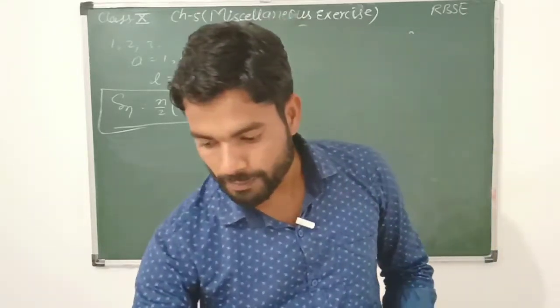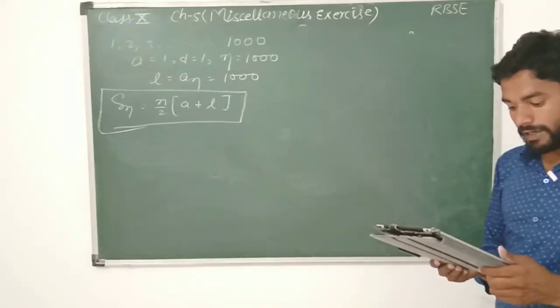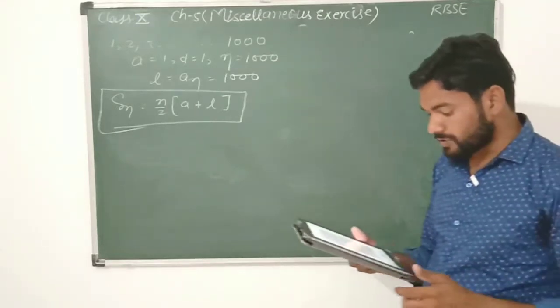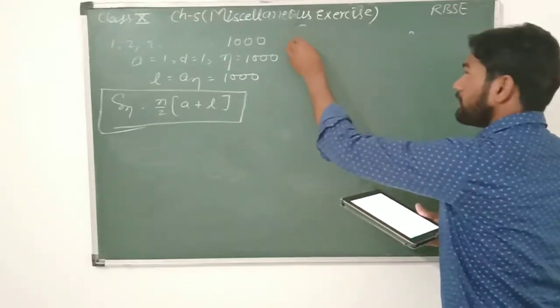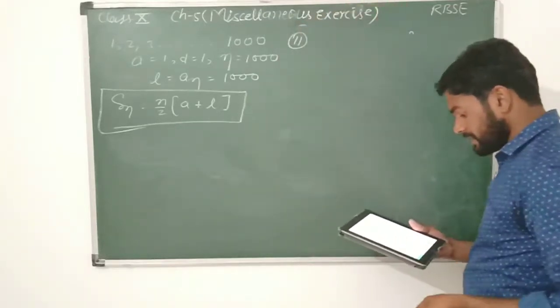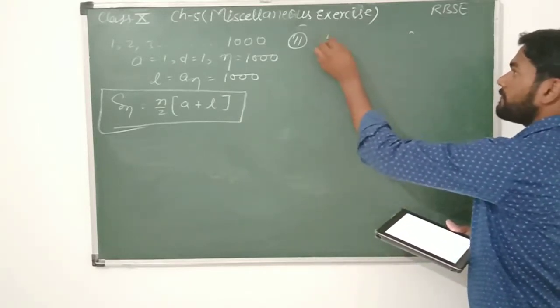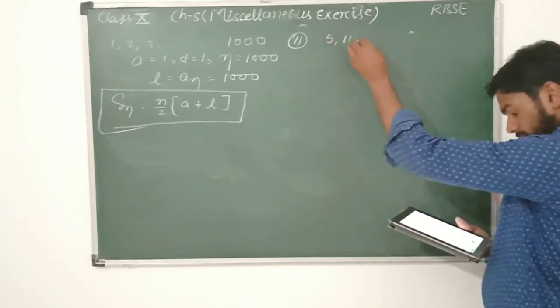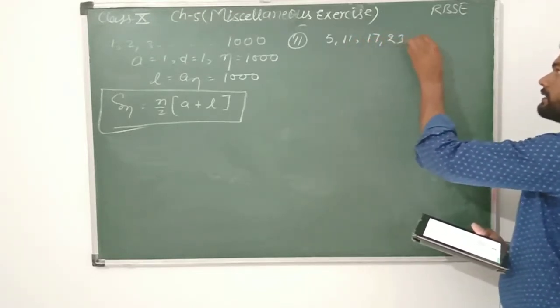Now proceed to the next question, question number 11. Is 299 any term in the sequence of numbers? A sequence or arithmetic progression is given. The AP is 5, 11, 17, 23.